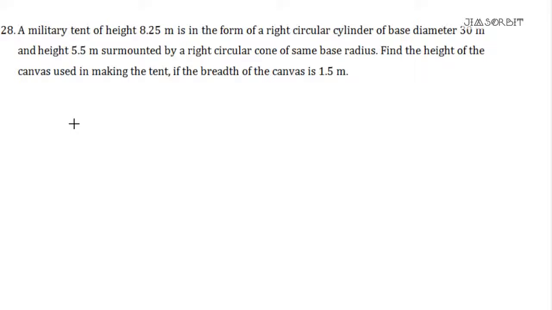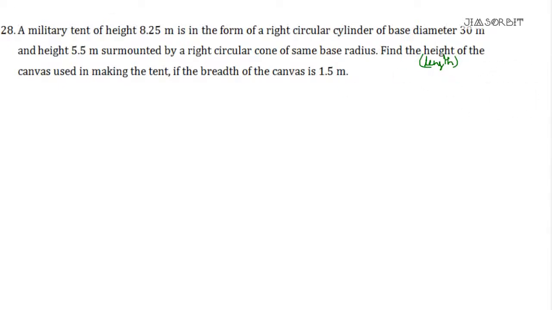A military tent of height 8.25 meter is in form of a right circular cylinder of base diameter 30 meter and height 5.5, surmounted by a right circular cone of the same base and radius. Find the height of the canvas used in making the tent. Okay, height or length, that's the same thing. Height of the canvas is what? We don't have height, na? Canvas height we don't want. The length, so you are going to buy some sheet of canvas and that length, whatever that is written as height. Okay, find the length of the canvas used in making the tent if the breadth of the canvas is 1.5. Let us try to understand this thing.